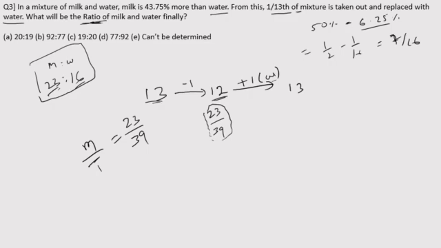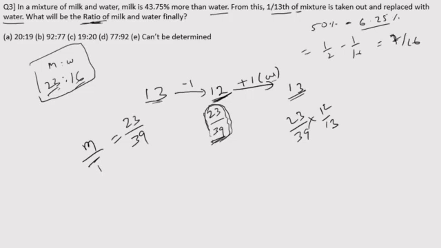Okay, now after removing one, the ratio has to be 23 by 39. Now I'm replacing with water. If I replace with water, the milk proportion will reduce because I am adding water now. So strength of milk will reduce. So as strength of milk will be reducing, I am moving between 12 and 13. If I am moving between 12 and 13, I have to multiply with a proper fraction, right? I have to reduce the value of 23 by 39. So I have to basically multiply 23 by 39 with 12 by 13, right? Because this is a proper fraction which is less than 1.